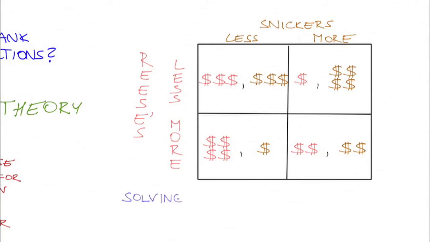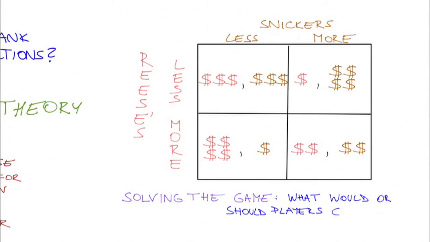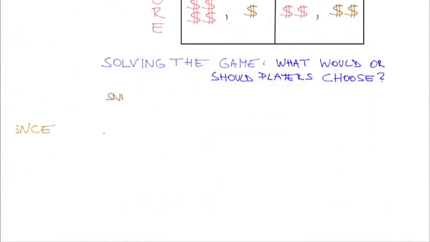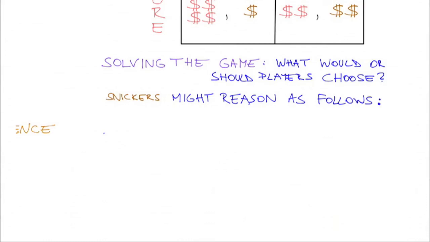Now that we have described the strategic situation faced by Snickers and Reese's as a game, we can ask the question, how would or how should these players act in this game? Let's take the perspective of one of the players. As Snickers, you might say to yourself, I don't know what Reese's will do, but they have two possible actions, advertise more or advertise less. I'll consider each possibility separately.